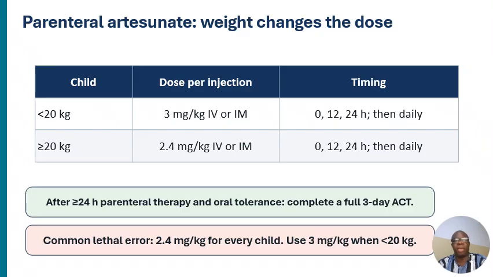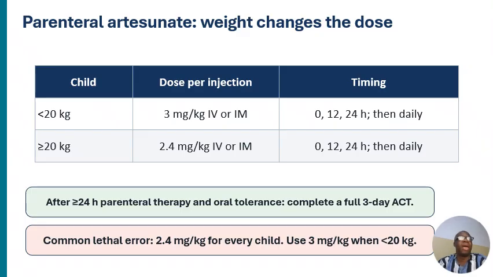Give the dose at hour 0, 12 hours later, and 24 hours, then once daily until oral tablet is tolerated. If the child is able to tolerate oral medication as soon as possible after 24 hours, then you change to oral ACT and give the full dose. Okay, why are we emphasizing the 20 kilogram threshold? This is because the common error is to give 2.4 milligrams per kilogram to every child. In smaller children, that underdoses the recommended regimen.